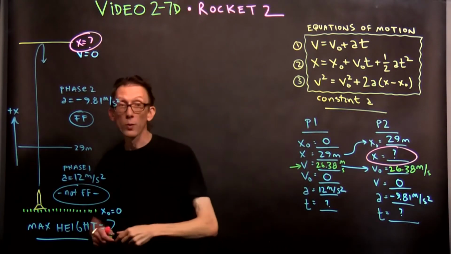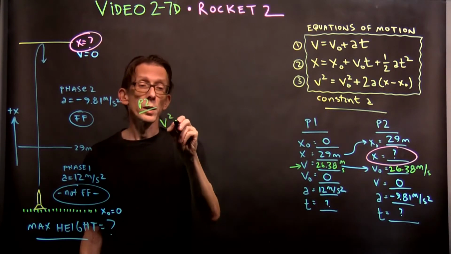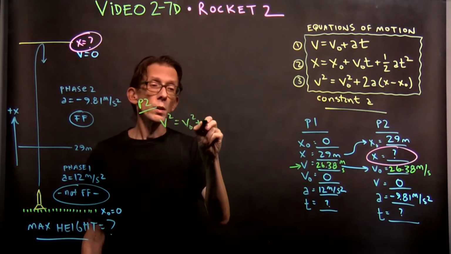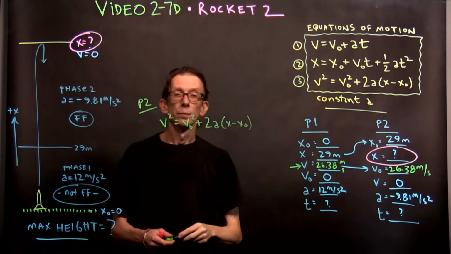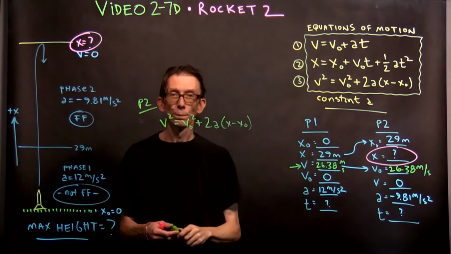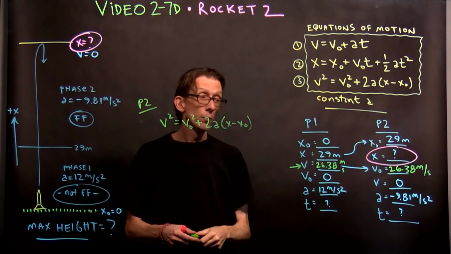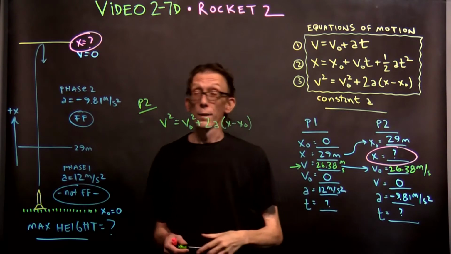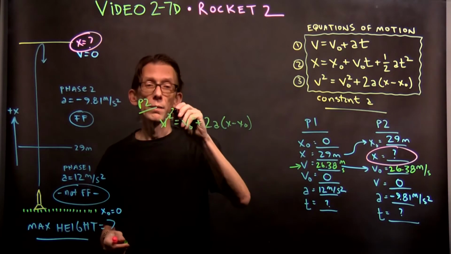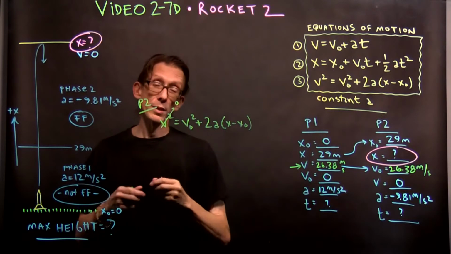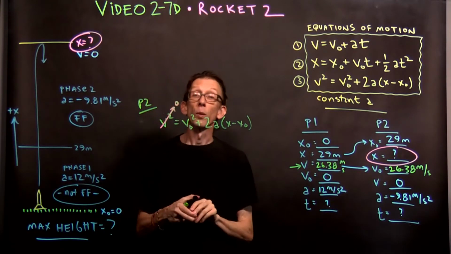So again, we're going to use 3. So this is phase 2. Let's write the equation down again. V squared equals v naught squared plus 2a times x minus x naught. Okay. So which of these is 0? Only one is. That's the final velocity up here at the top, right? So this is 0 on the left-hand side. Oops, I should have made that pink. I'm trying to keep this all color-coordinated. So that is 0.